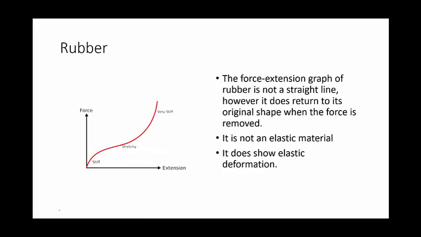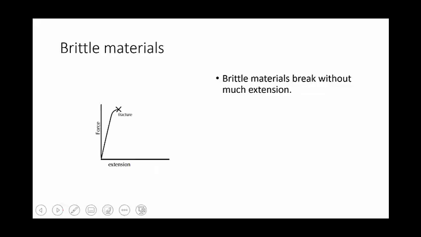Now, rubber, for example, an elastic band, isn't an elastic material. It shows a force extension graph that looks something like this. It's not a straight line, so it's not an elastic material. But it does return to its original shape when the force is removed, so it shows elastic deformation. So it's really important to see that contrast there. The other type of material you need to know about is a brittle material, and brittle materials break without being extended very much. So you can see it doesn't go very far on the extension axis before it breaks.